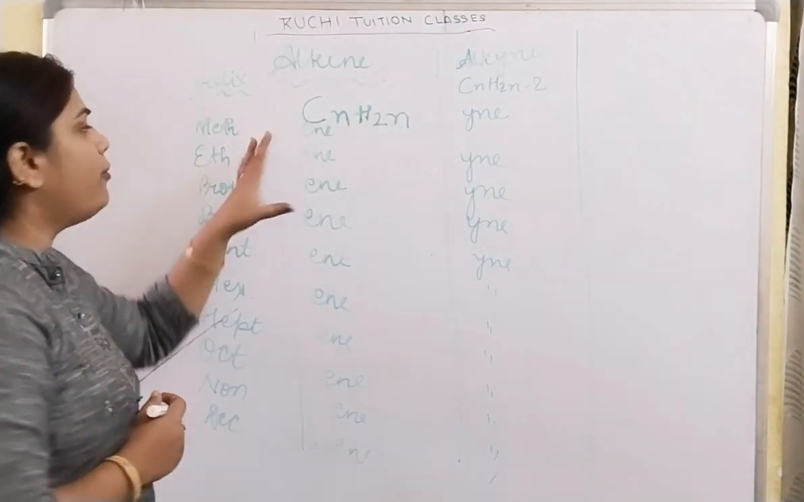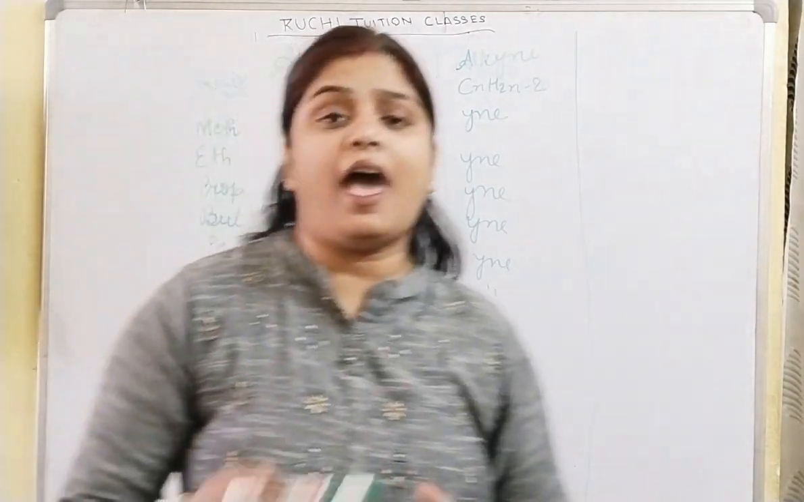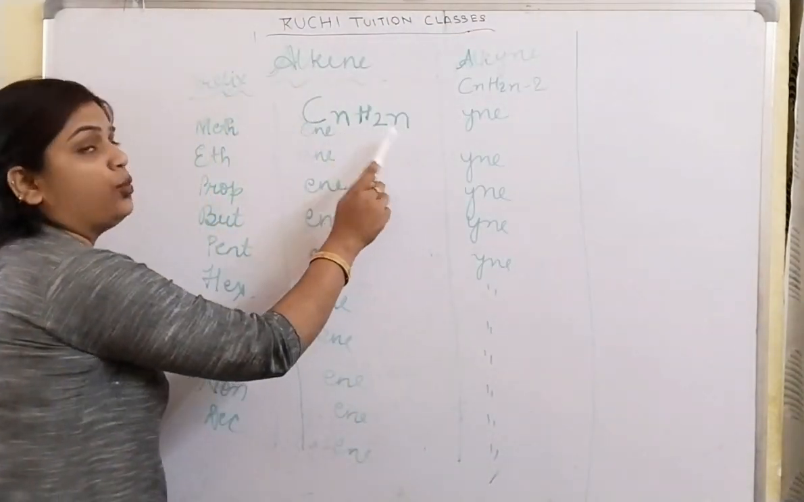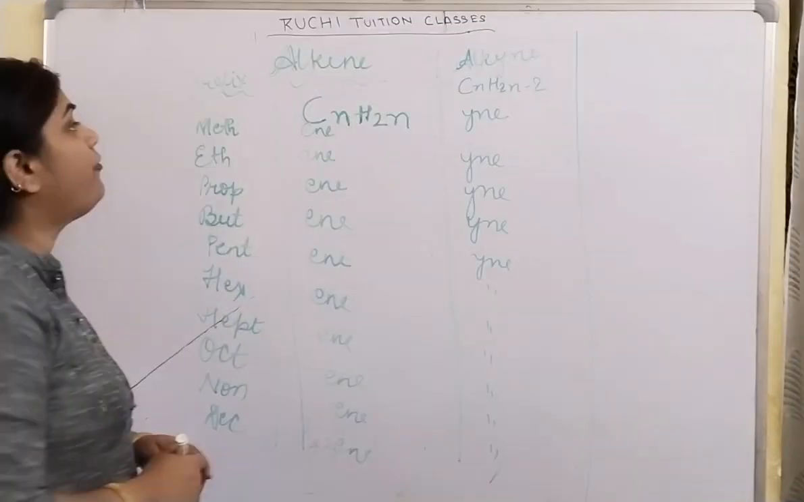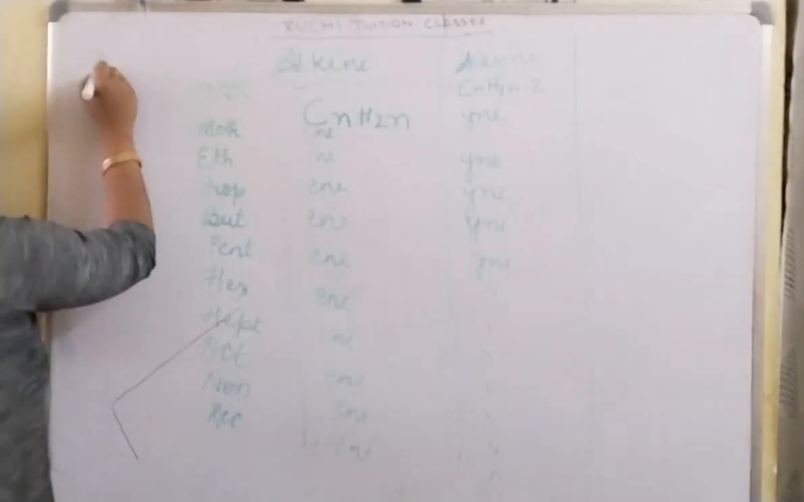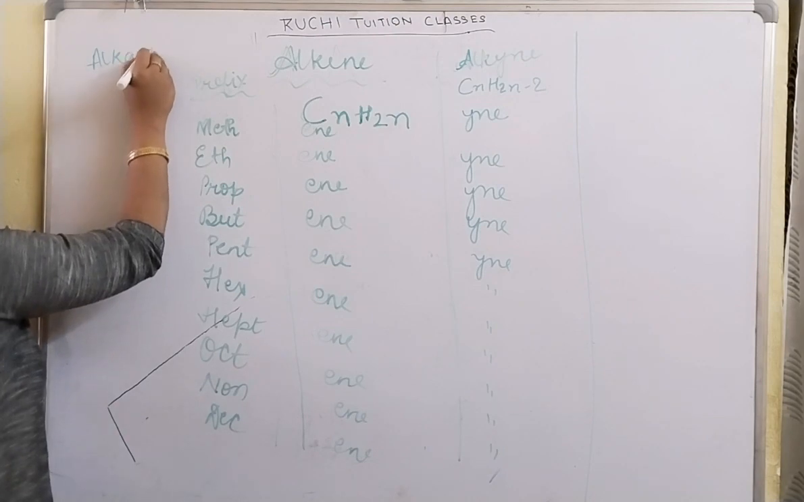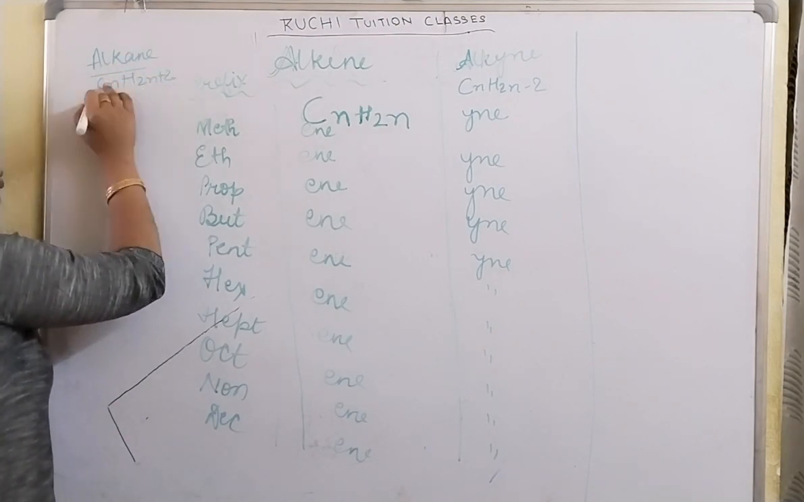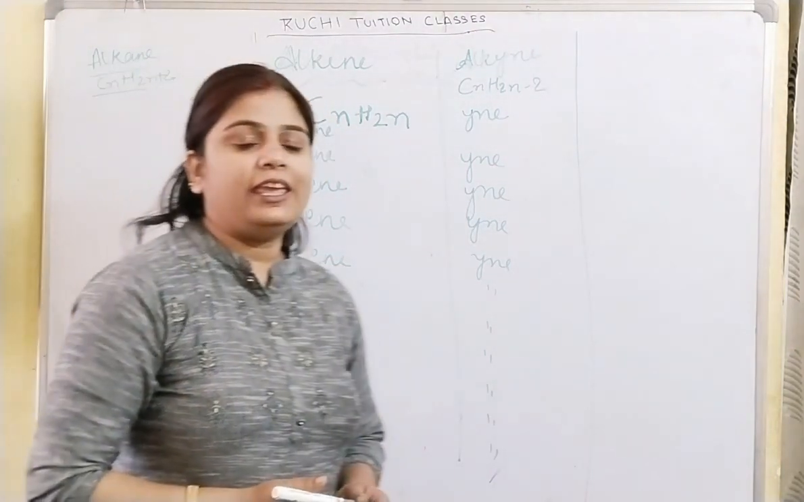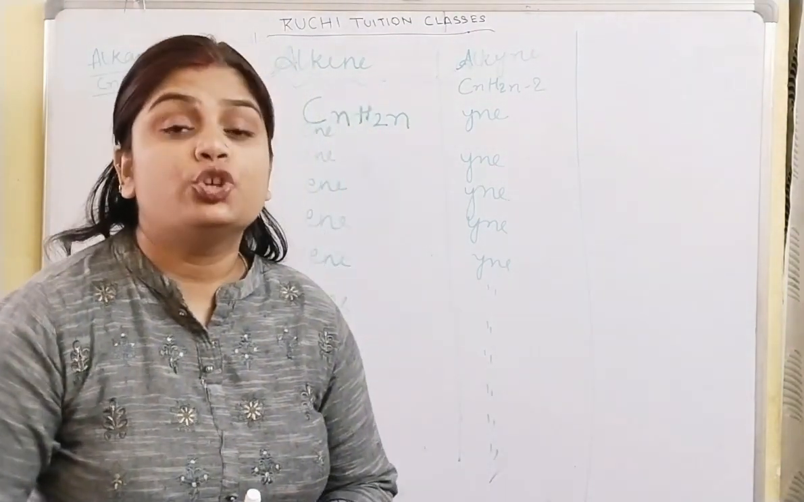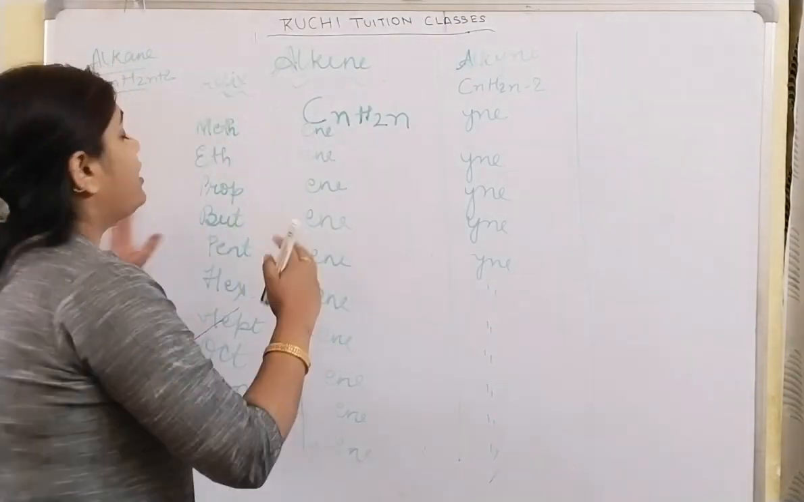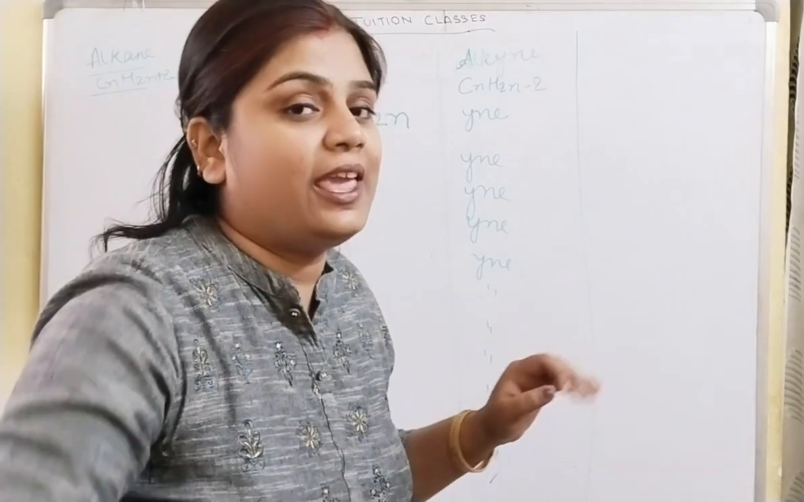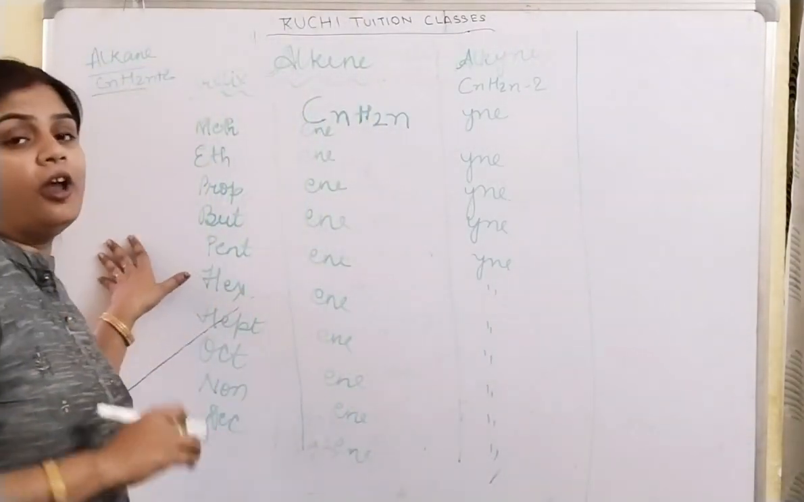Now I am going to tell about how we will name the alkene and alkyne. The formula for alkene will be CnH2n. The formula for alkane was what? The formula for alkane was CnH2n plus 2, but the formula for alkene is CnH2n.